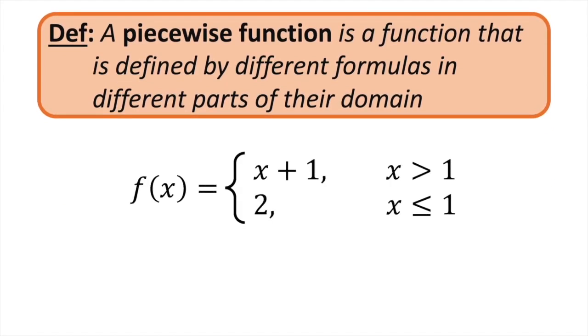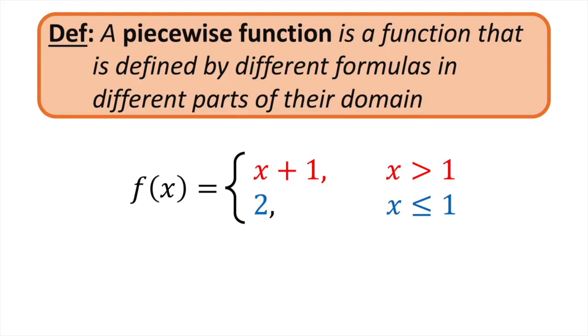f of x is defined to be x plus 1 whenever x is greater than 1, and 2 whenever x is less than or equal to 1. So in this example, the domain of the function is the set of real numbers, but we split that into two parts. The part where x is greater than 1, and the other part where x is less than or equal to 1. And in each of those parts, the function is defined by a different formula.